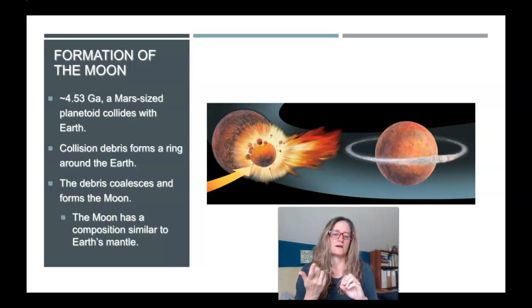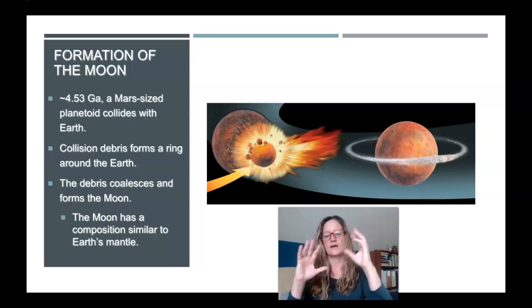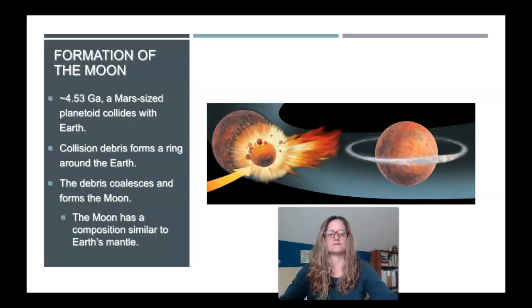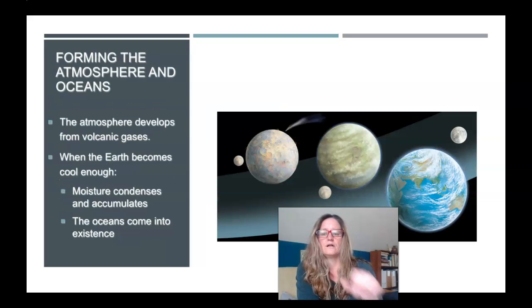So the moon has a really similar composition to that second layer of the Earth, the mantle. So we're thinking that it knocked out that material from the Earth, and that material then coalesces to form the moon. But 4.5 billion years ago, about the age of the Earth.